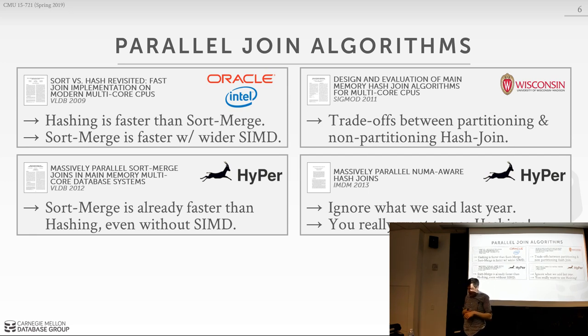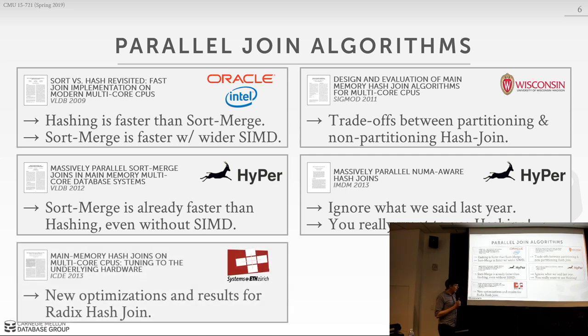So then they have a hash algorithm that I forget whether this was partitioned. I think it was partitioned. Again, so they said hashing was better. Then in 2013, the people in Switzerland, ETH, came up with new optimizations to make the radix hash join, or a partitioned hash join, right? We're going to do a radix-based partitioning hash join, and we'll cover what that is in a few more slides. So they just said, here's how to make the hash join even better, and clearly you want to do partitioned.